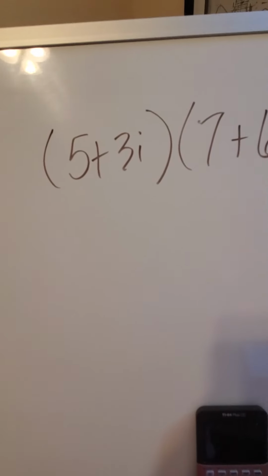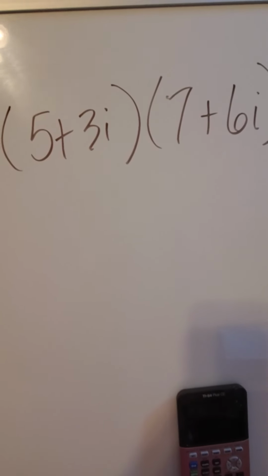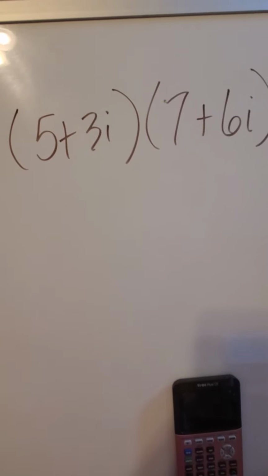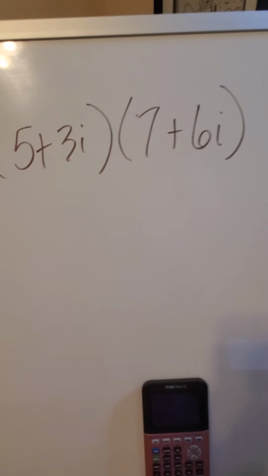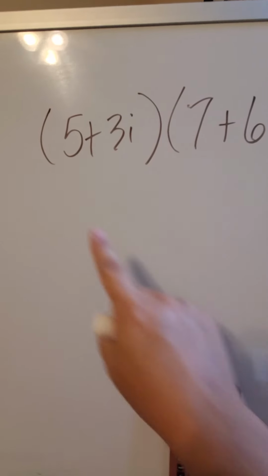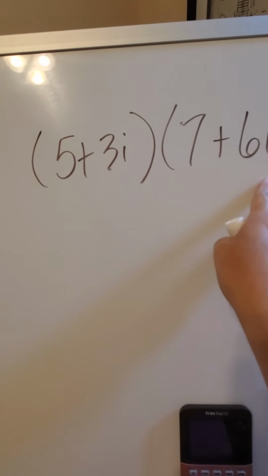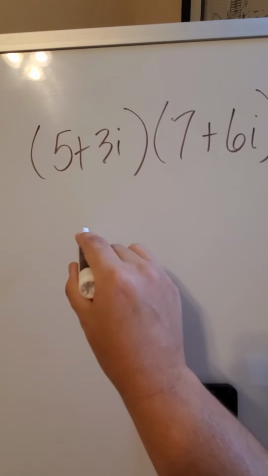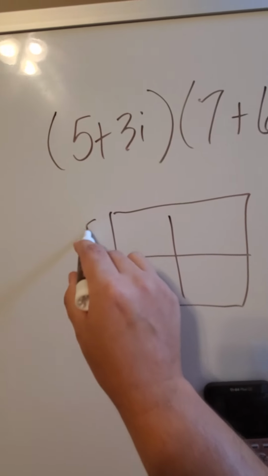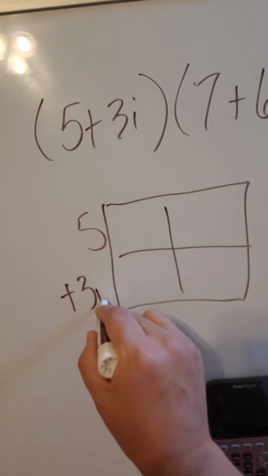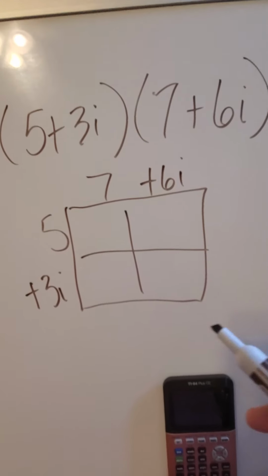Okay? Now this time, you're multiplying. I don't know how you normally multiply by hand. At our school, we do this thing called a Punnett square. Or you could do FOIL, which is first, outer, inner, and last. I don't know which way you did it, but this is what we do. We make a box with 4 sections, and we put 5 plus 3i down the side, and then 7 plus 6i across the top. And then we're going to multiply.